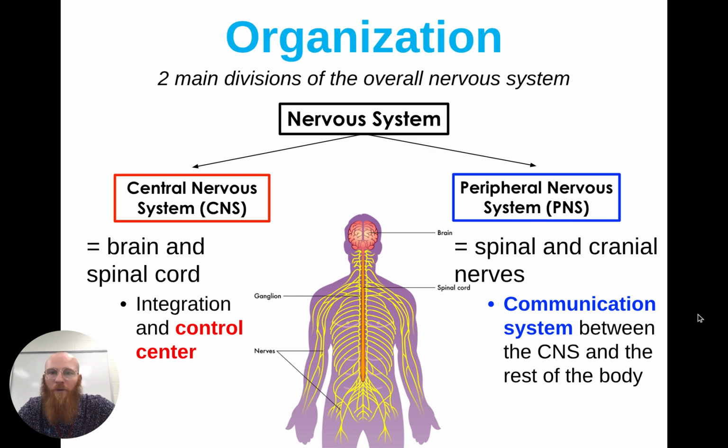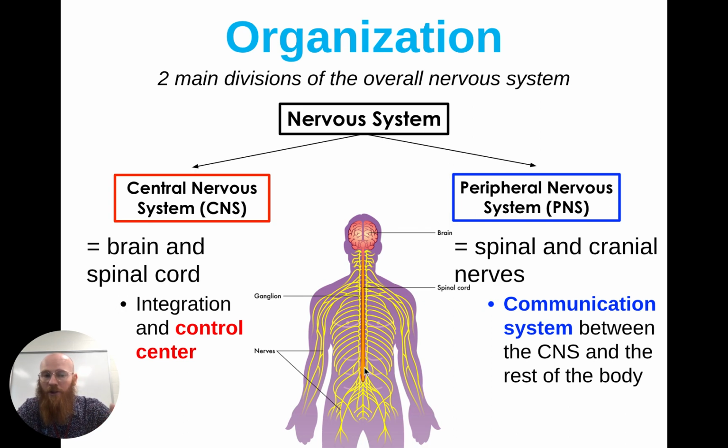So first level of organization here, first two main divisions of the overall nervous system. You've got your central nervous system, which is just referring to what's here in the center. You can see these here. You've got your brain and your spinal cord, right in the center there. This is your integration and control center, where we integrate information from the stimuli that we've received anywhere in the body, and we make decisions. We control what happens next. That happens in your brain and spinal cord.